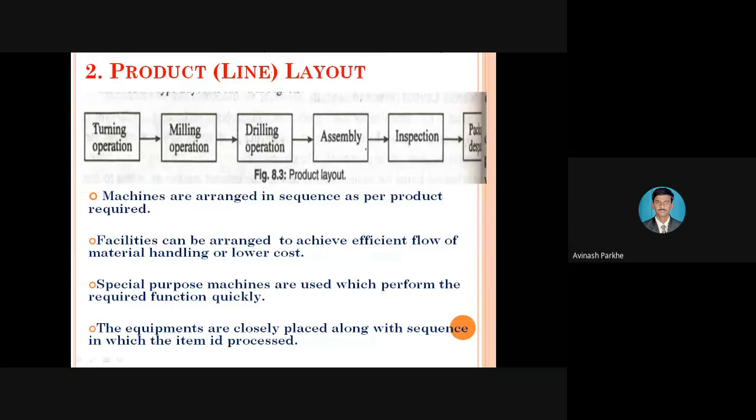Now in today's lecture, we will discuss the second type of layout, which is called the product layout, and it is also called a line layout. This product layout or line layout is mostly used for mass production. That means if you have to manufacture a similar type of product in mass quantity, at that time we use the product layout in industry. It is also called a line layout.